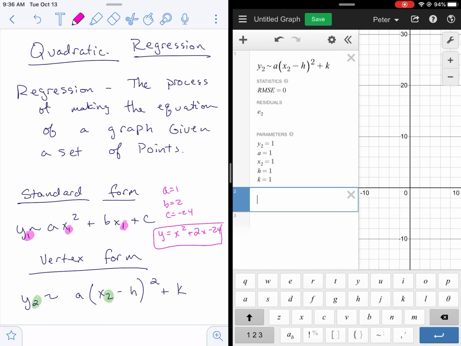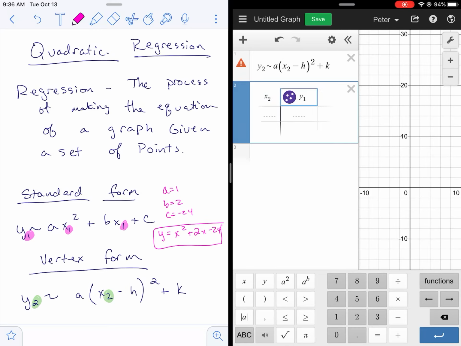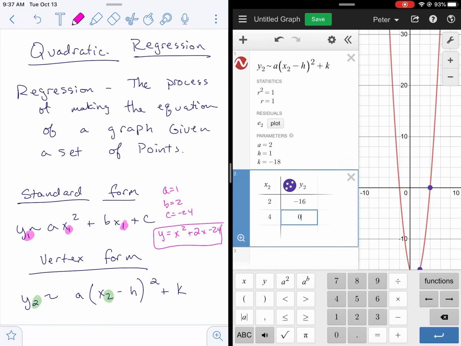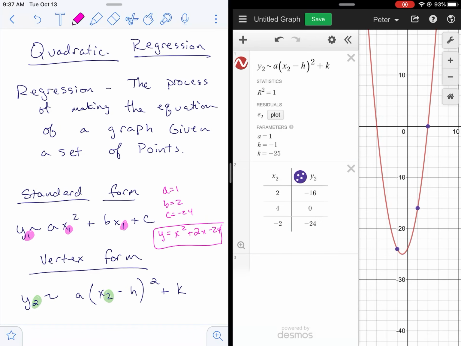And again, a table. Now, I used y2 and x2, so you want to use x2 and y2. Guys, if it's not working, that's probably the problem. I'm going to put those same points in as I did last time. 2, negative 16. 4, 0, negative 2, negative 24.